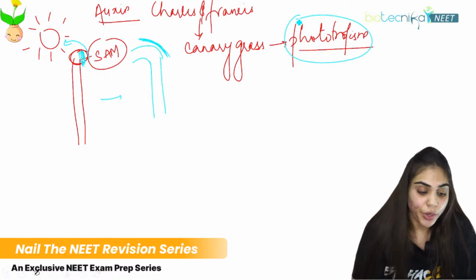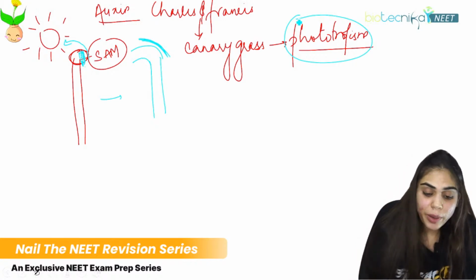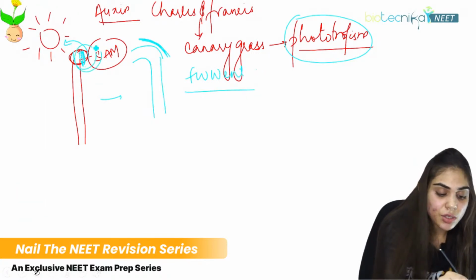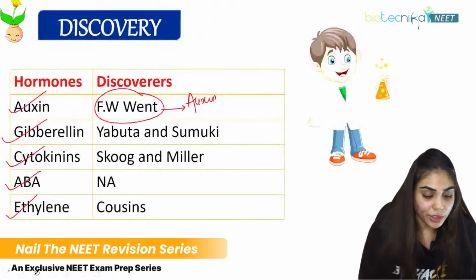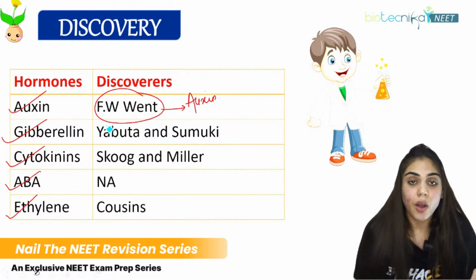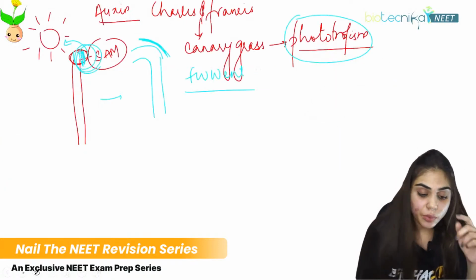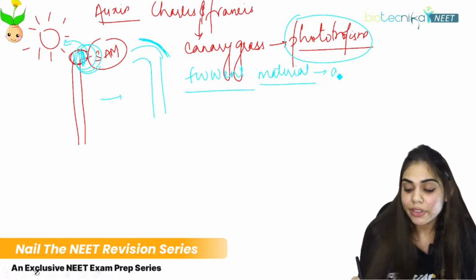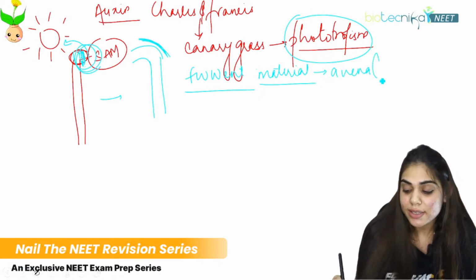But after some point of time, this was proved by F.W. Went, and F.W. Went called this chemical substance Auxin. That is why the credit of the discovery of Auxin goes to F.W. Went, not Charles Darwin. And the material that F.W. Went chose for his study is Avena coleoptile. What is Avena? Oat.